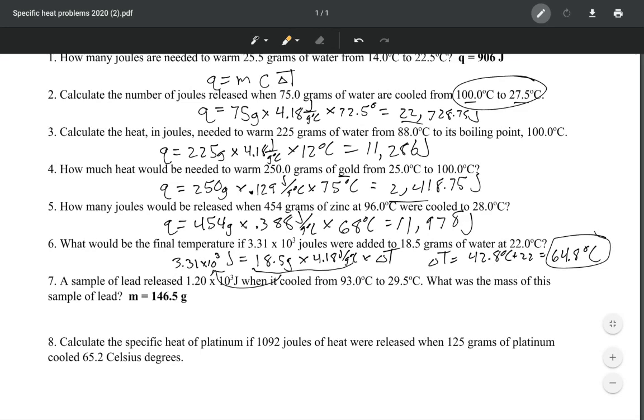The last problem, problem number 8, is wanting us to calculate the specific heat of platinum. So we're solving for C. Well, our joules are 1,092 joules. That equals 125 grams times the specific heat times the change in temperature of 65.2 degrees. So when we solve for specific heat, we get the specific heat is 0.134 joules per gram degree Celsius.